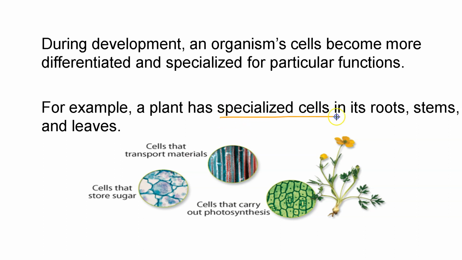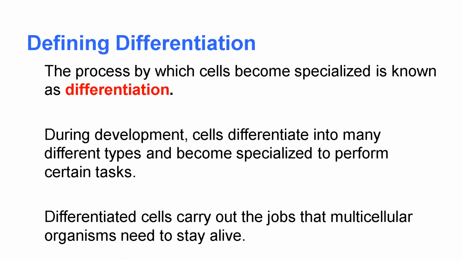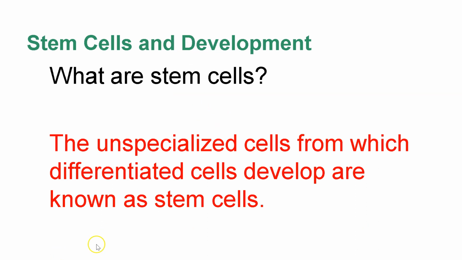Plant cells have specialized tissues in their roots, stems, and leaves. Cells that store, cells that transport, cells that carry out photosynthesis. All those cells started with the same DNA. How are they different now? Well, that's the process called differentiation. They start expressing different proteins. They become specialized. They can carry out the jobs necessary for only their specific part. And so this starts with stem cells. Stem cells are kind of like blank slates. They're unspecialized, which means they can differentiate, and they're known as stem cells.